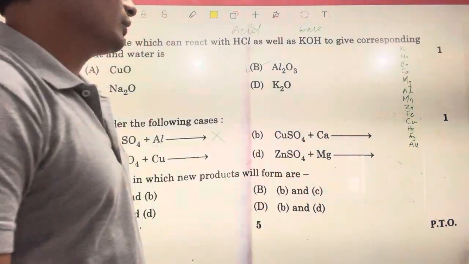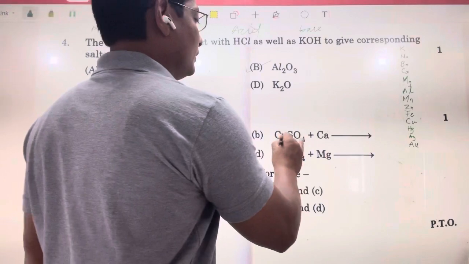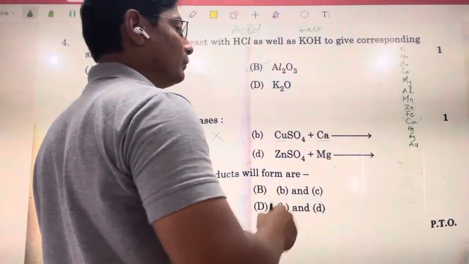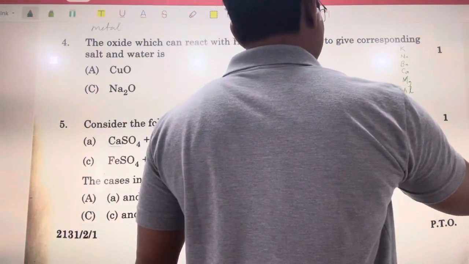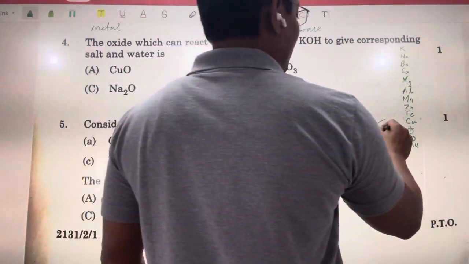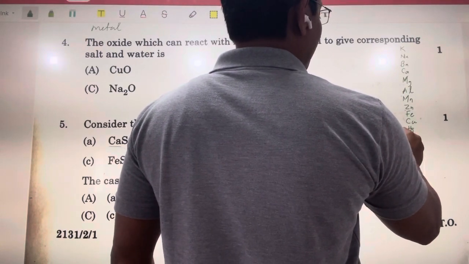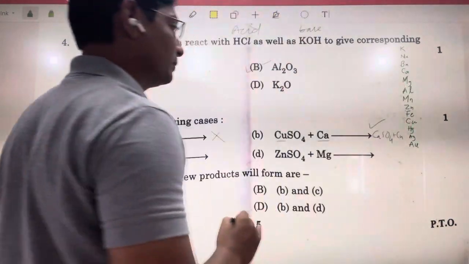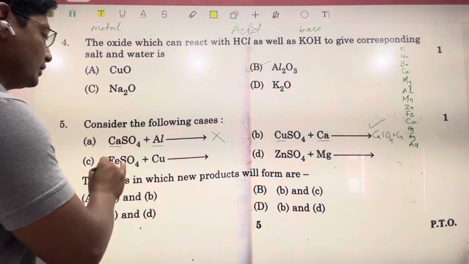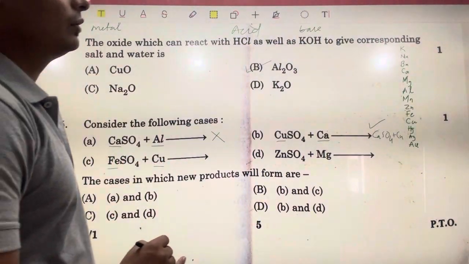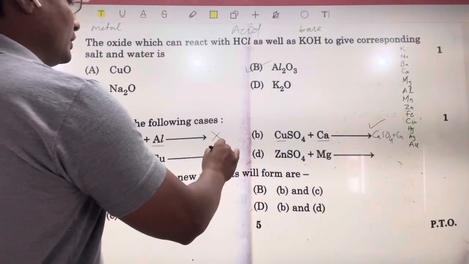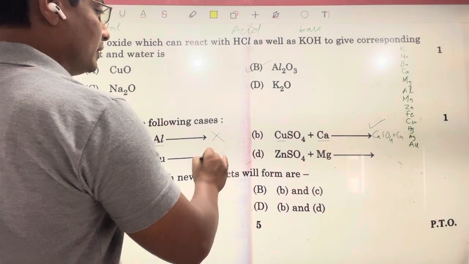Then CuSO4 plus Ca. So Cu is at the bottom as compared to Ca. So therefore Ca is going to displace Cu to form CaSO4. So therefore this reaction takes place. So this gives CaSO4 plus Cu. Displacement reaction will take place. Then the third option is FeSO4 plus Cu. Again you check Fe and Cu. So Fe is at a higher position than Cu, so there won't be any reaction taking place here.